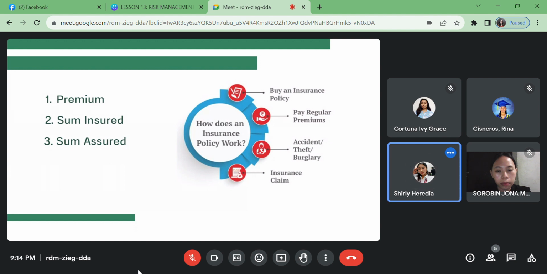Wait. Then for the sum assured, it is another important term you should know. Sum assured is a predetermined sum assured that the company agrees to pay you or your nominee if the insured event happens or at the end of the insurance term. The sum assured is determined at the time of policy purchase. It remains unchanged throughout the policy period.